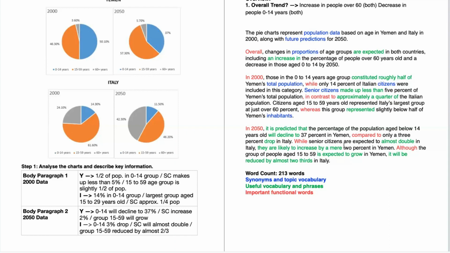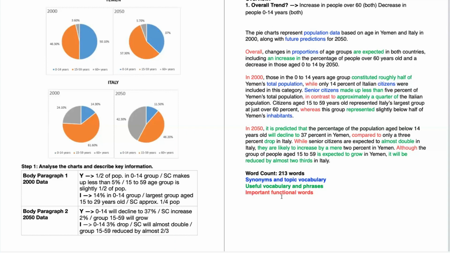And then "by a mere," that just shows that it's very small, a minute 2%. So I'm just drawing attention here that it's only 2%. Then we see "expected to grow." "It will be reduced by almost 2/3." So note how I've used a mix of passive and active, but pretty much the overall grammar point that you want to use for writing task 1 is most likely going to be the passive.